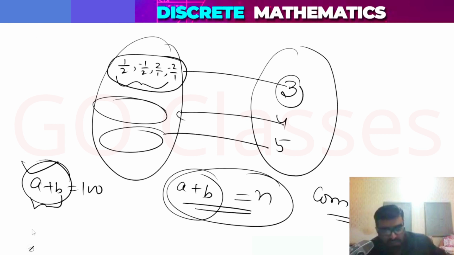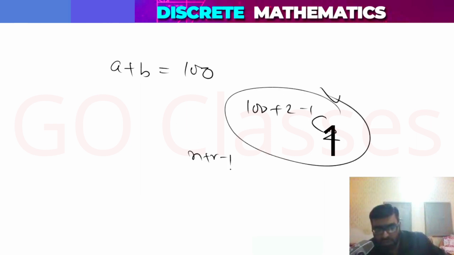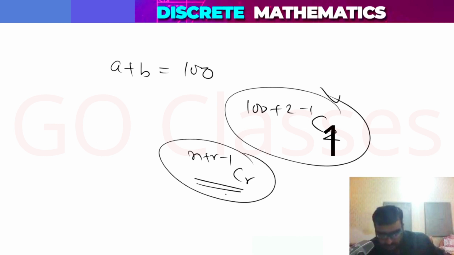If you remember, a plus b is equal to 100. How many solutions will there be? That will be basically 100 plus 2 minus 1 choose 2, I think. There is this formula, n plus r minus 1 choose r, so you can apply that formula. This is from combinatorics. You can go to combinatorics and study the number of non-negative integer solutions, or the number of positive integer solutions. Very easily you can do this. But my point is not to find what the solution is. My point is only to show that to every natural number I have assigned only a finite number of elements.